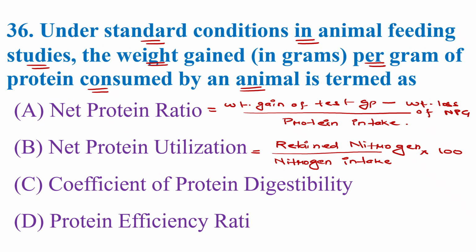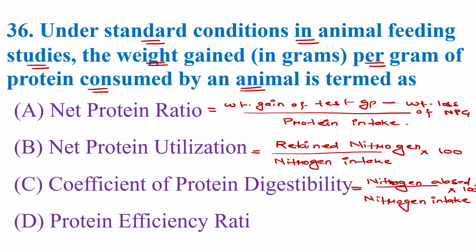Next, that is coefficient of protein digestibility. So digestibility is basically determined as the nitrogen which has been absorbed by the nitrogen intake, multiplied by 100. So it measures the absorption, not the growth.